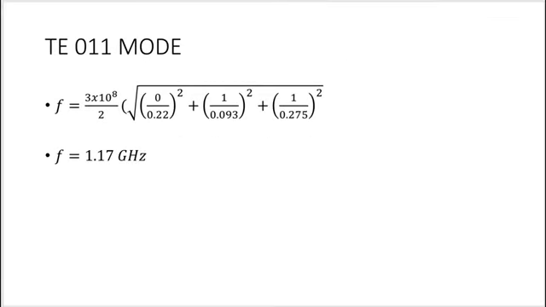I have calculated the cutoff frequency for T011 mode, and I found that it's 1.17 gigahertz, which is above the chosen operating frequency. So I won't use this mode. Then I have calculated T101 mode cutoff frequency, and it's 873 megahertz, and it's approximately 900 megahertz, so I will use this one.